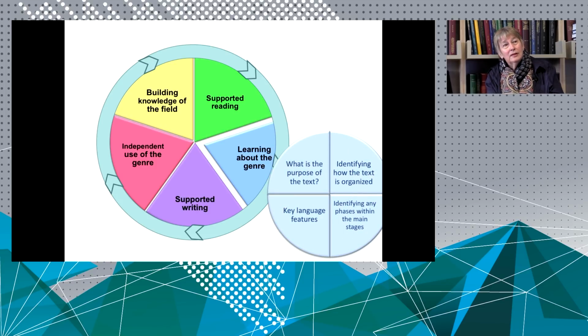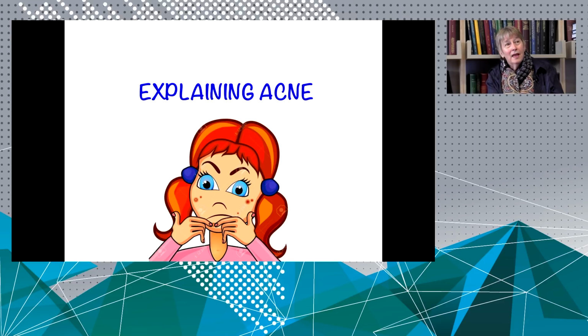We'd start off by looking at the purpose of the text, because that will give us a clue as to the genre being used. And once we've discussed the purpose of the text, we might identify how it's organised, the little phases that come within the big stages of a text, and some of the key language features. In this one, for example, it's a unit, a task that looks at explaining acne.